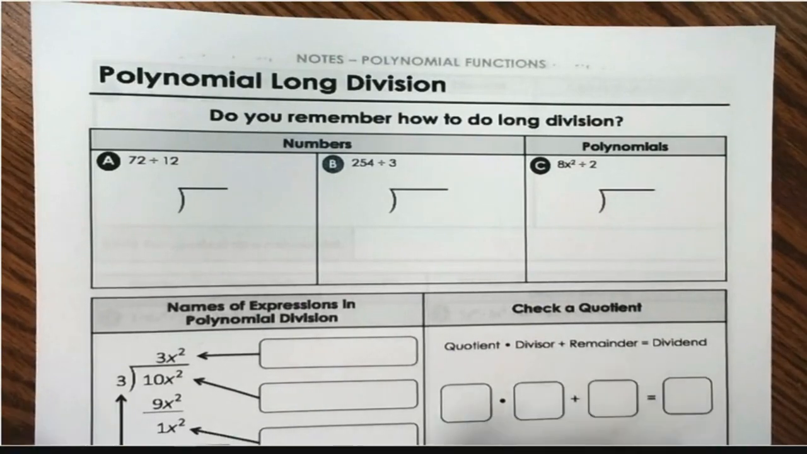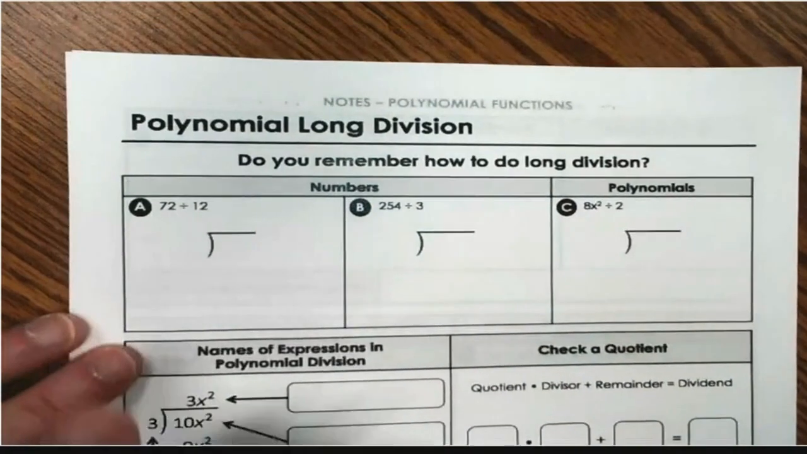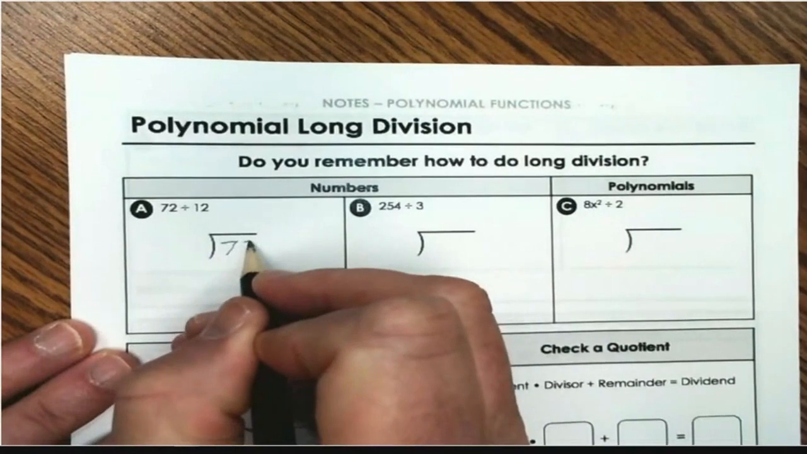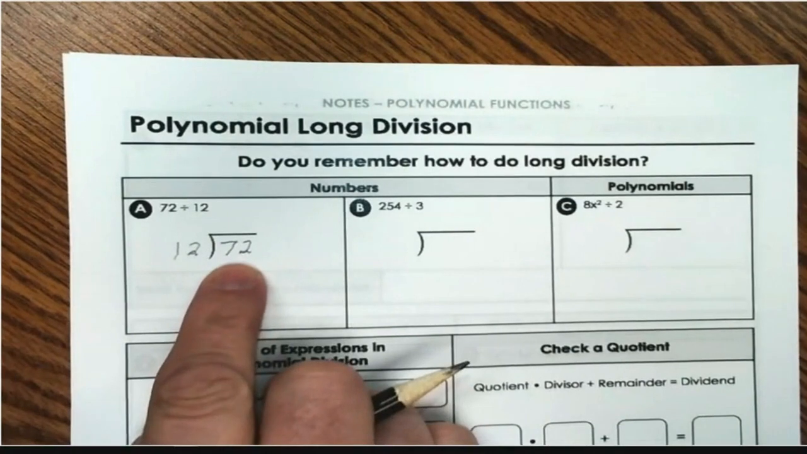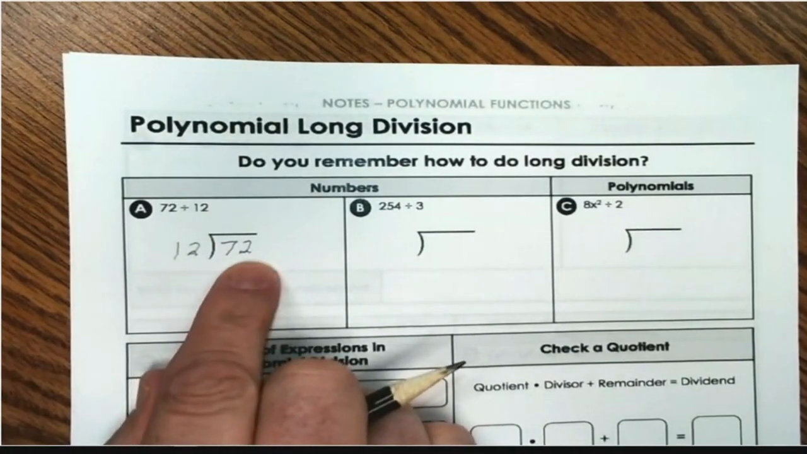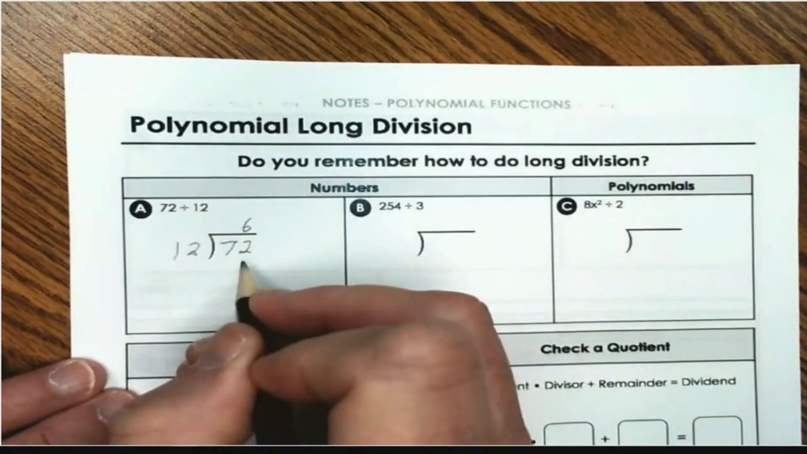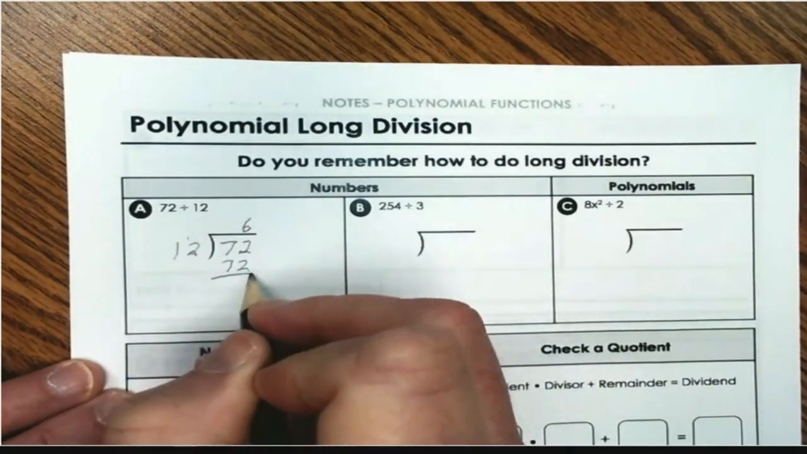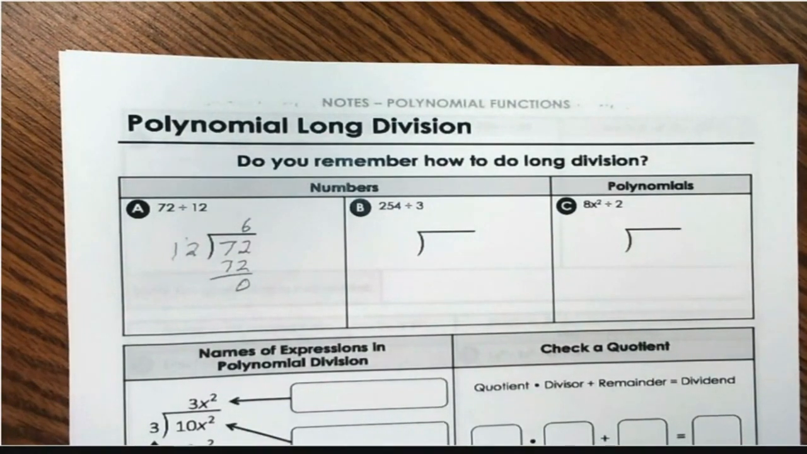But let's go back and talk about long division. Let's go back to elementary school. When we have 72 divided by 12, right? So we'd put the 72 underneath here and put the 12 out there. And we'd say, how many times does 12 go into 72? Okay, well, that's 6. So 6 times 2, carry the 1, 72. Okay, we're done. How nice. 72 divided by 12 equals 6.